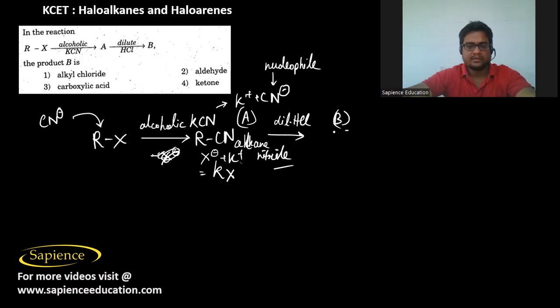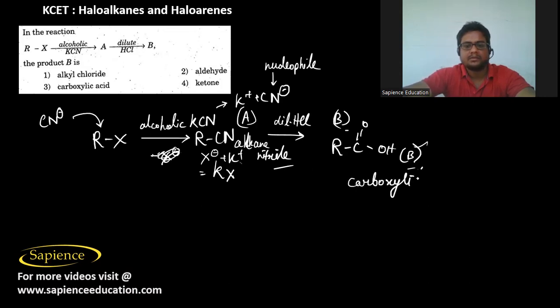It will react with dilute HCl to form the carboxylic acid, RCOOH, which is the required compound B. So the required product B is obviously a carboxylic acid. So option 3 is the correct answer.